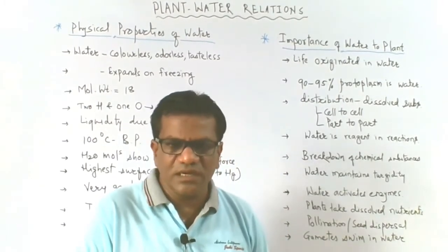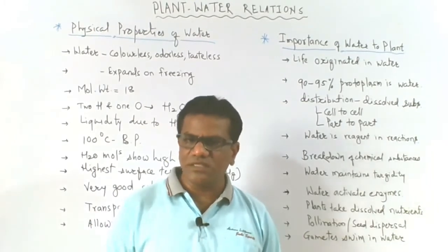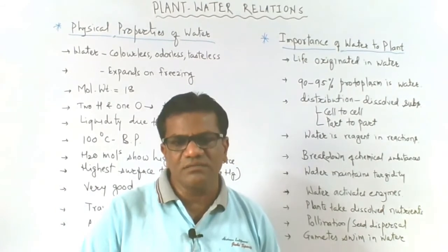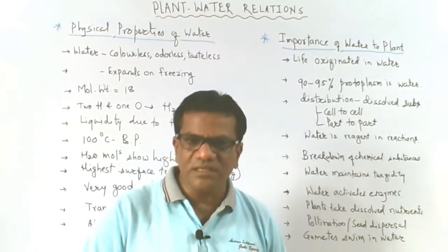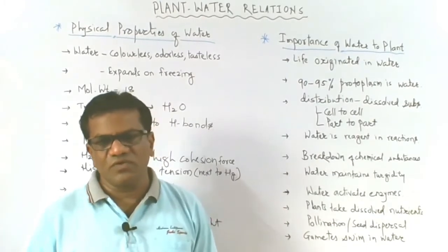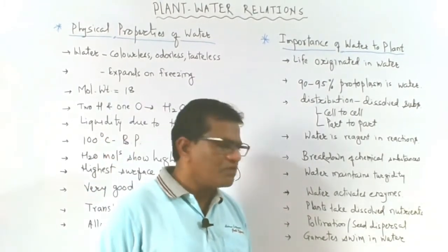Therefore these algae and bryophytes develop only at that time when there is water, when there is monsoon. These plants do not develop in the summer season. That is the reason they cannot complete their life cycle in the absence of water. They are totally dependent on water.